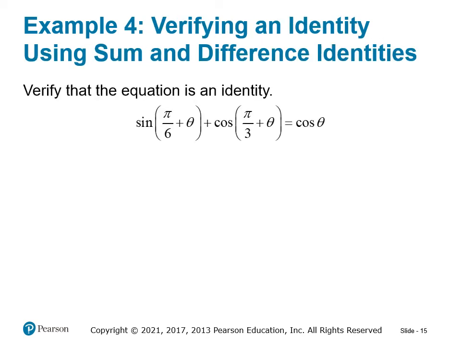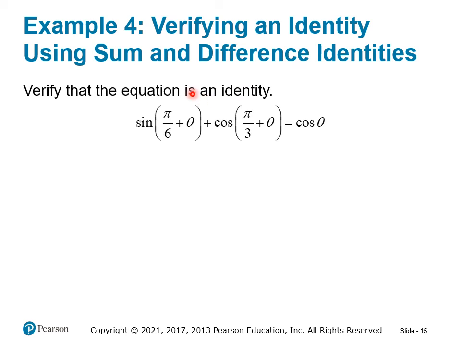The last problem for the day is to verify an identity. And I think this one's going to be pretty straightforward, again, because we have known angles plus theta. Remember that when we're verifying an identity, or verifying that an equation is an identity, we only work with one side of the equation, and we work with the more complicated side, which of course here in this problem is on the left side.